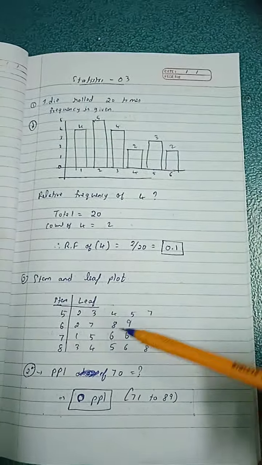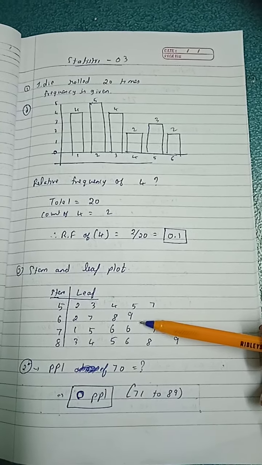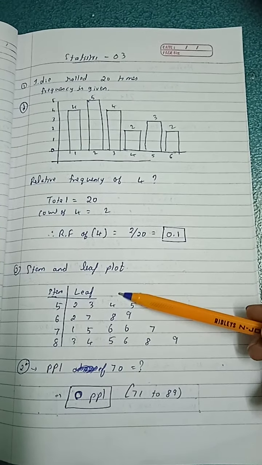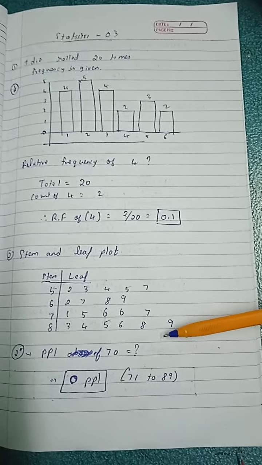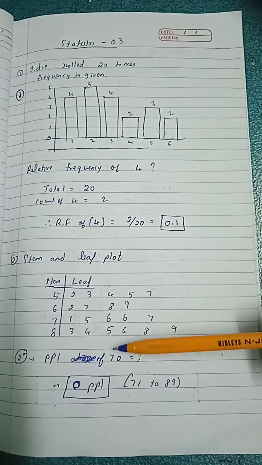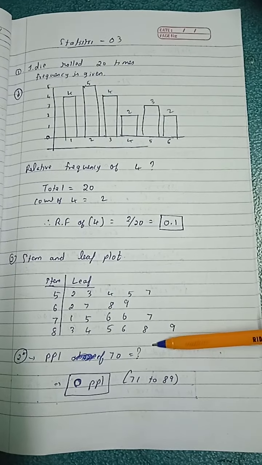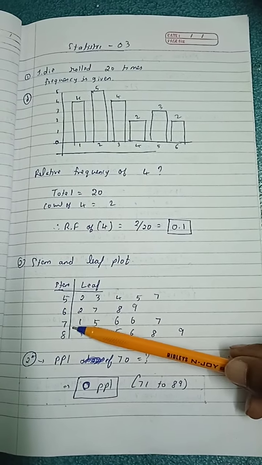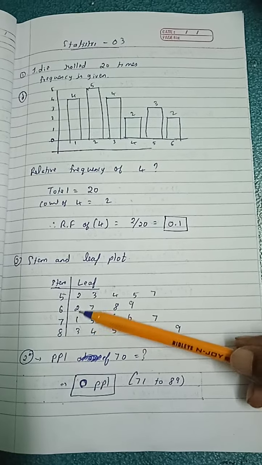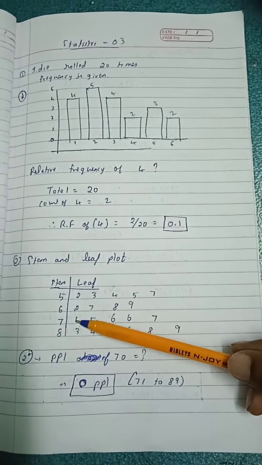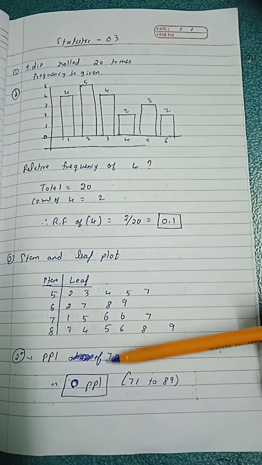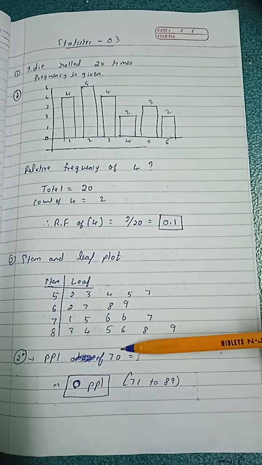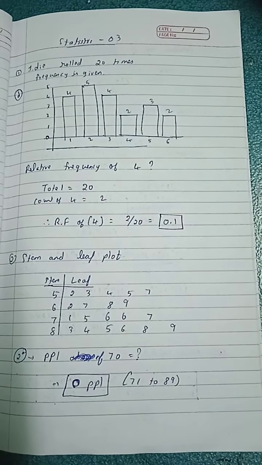Okay, now let's move to the second question. Basically it is a stem and leaf plot. This is the given data. What they're asking is how many people are there with the age of 70. Looking at this, there is no person having 70. The least value greater than 70 is 71. So there are no people having age 70, so we are taking it as 0. Okay, let's move to the next question.